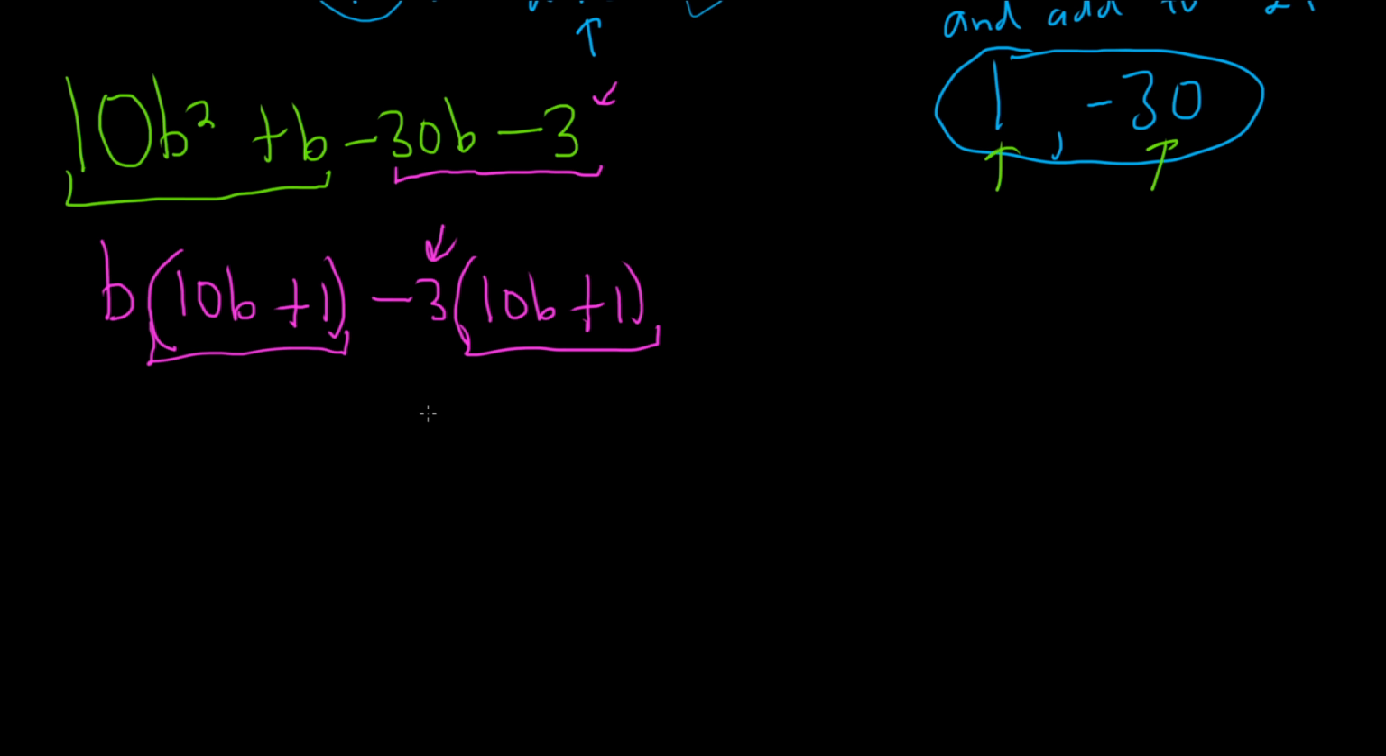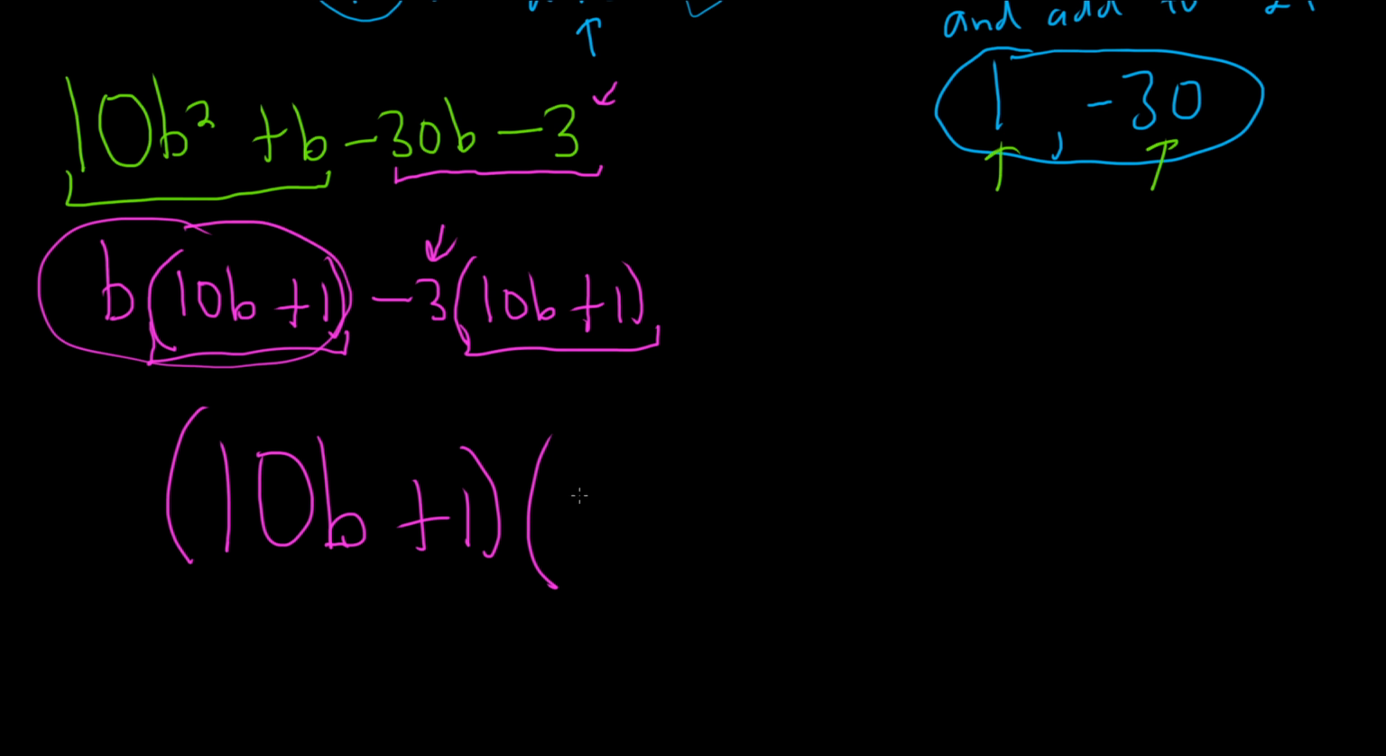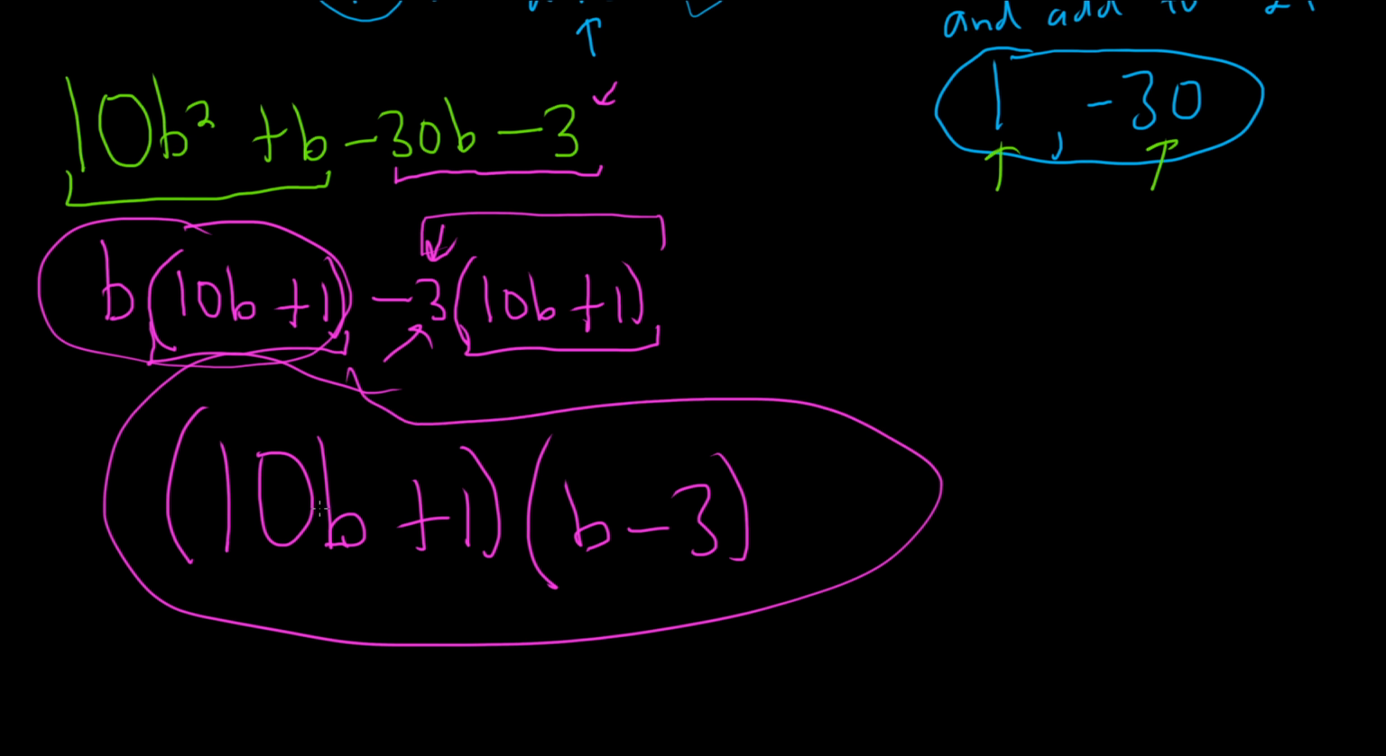So now we can pull out that because it's the same. So 10b plus 1. And let's see, we have 10b plus 1, and we need to multiply it by something in order to get this. So it looks like we just need a b. And then 10b times what is going to give us the second piece? Just looks like just a minus 3, right? 10b plus 1 times b minus 3 is the factored form. And that would be the final answer. That's it.